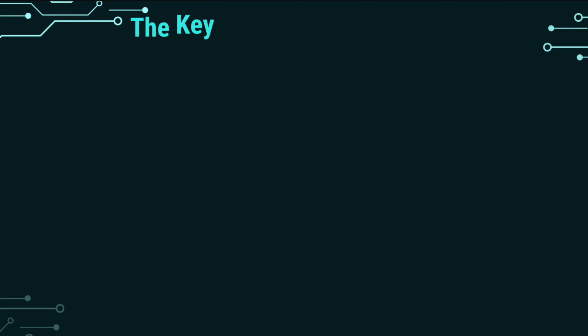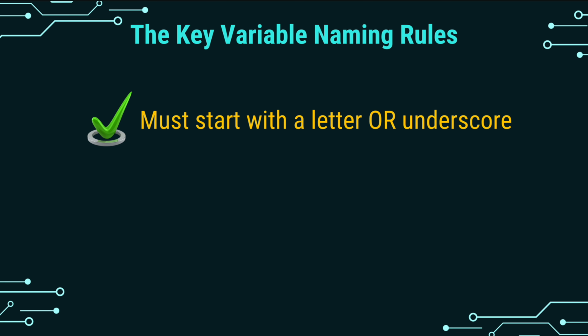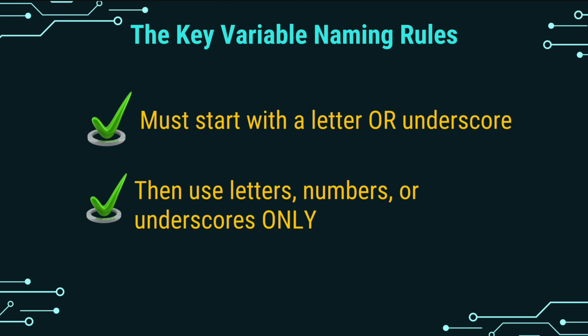So to quickly recap the key rules for valid characters, a variable name must start with a letter or an underscore. After that, it can contain any combination of letters, numbers, or underscores. That's it. Stick to these two rules and your variable names will always be syntactically valid.